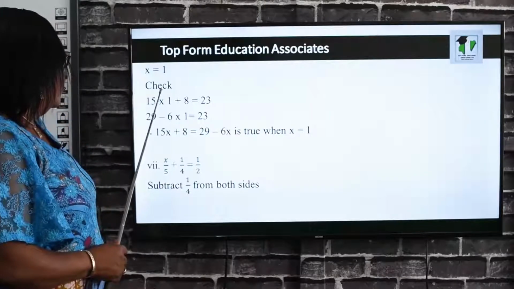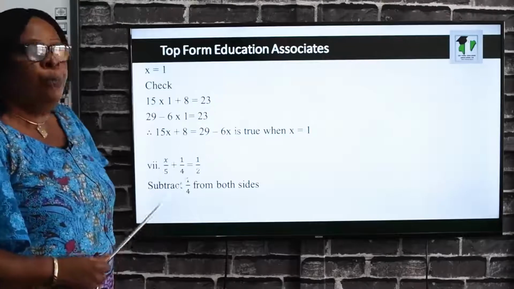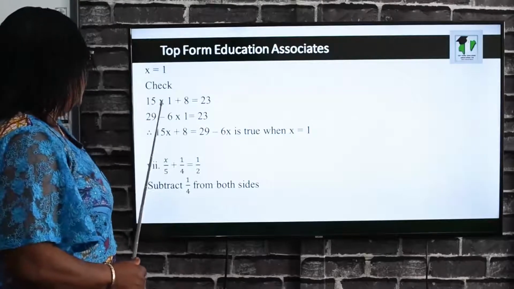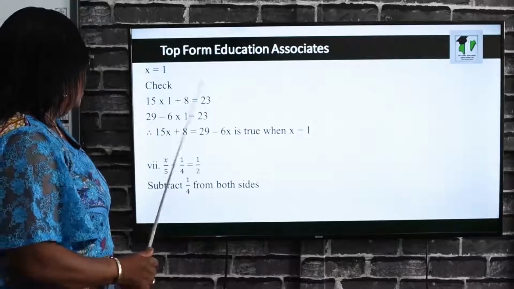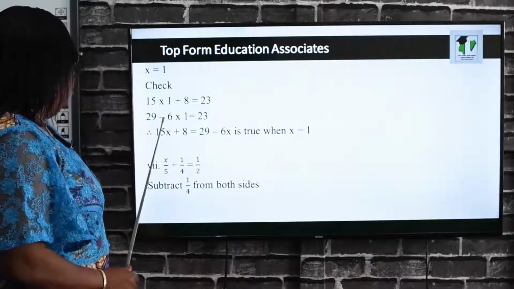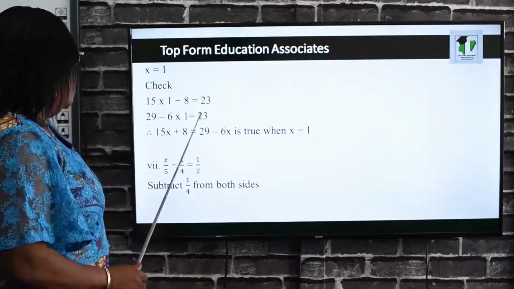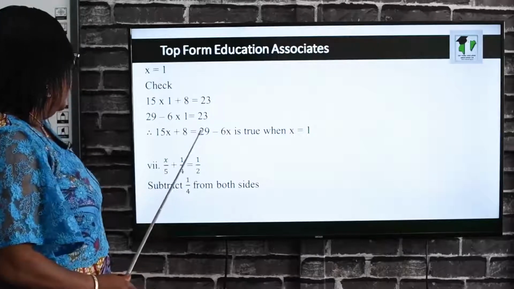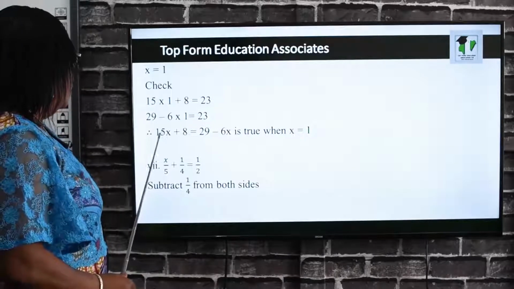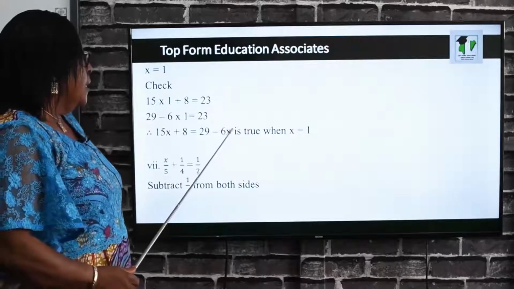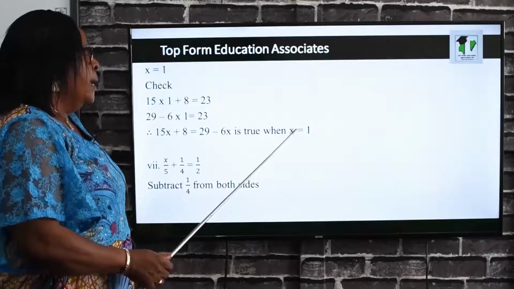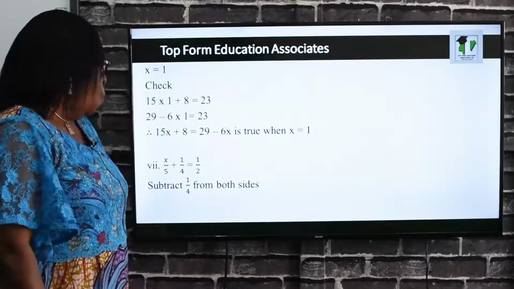To check, where we see x, we put 1. So 15 times 1 plus 8 gives us 23. 29 minus 6 times 1 also gives us 23. Therefore, 15x plus 8 is equal to 29 minus 6x is true when x is equal to 1.